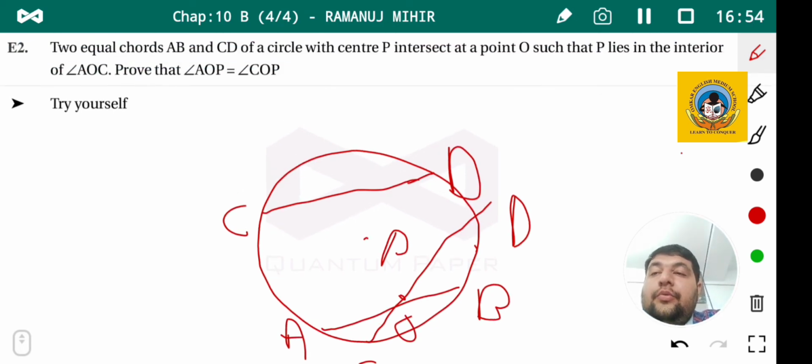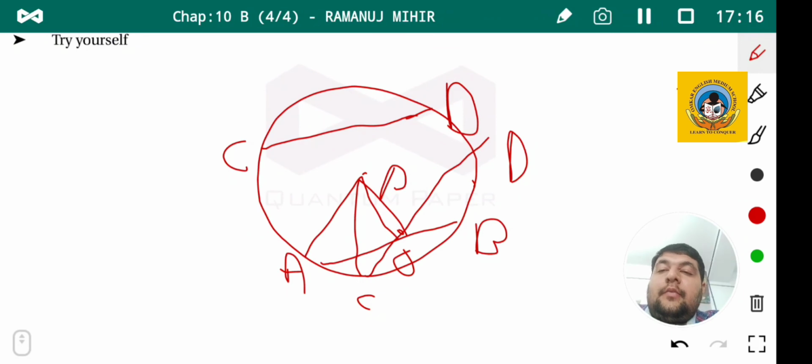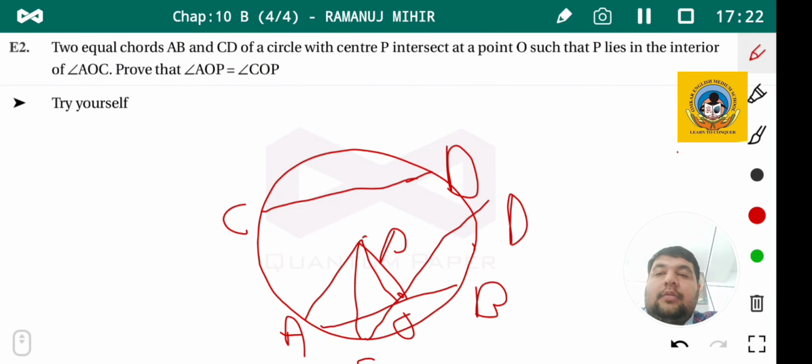So prove that angle AOP is equal to angle COP. Okay, is it visible to everyone? We have to prove that angle AOP is equal to angle COP. Now this will also be proved in the same manner. You try. So these two questions you have to try by yourself.